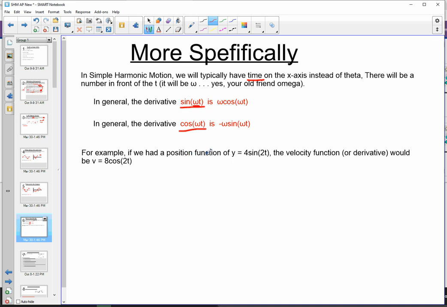So for example, if we had a position function of 4 sine 2t, when we take the derivative of that, of course, sine always flips to cosine. And whatever's in here pops out front and gets multiplied. So 4 times 2 will be 8. And then you always keep the argument at the end. The argument always comes back here, the 2t. So the derivative of y equals 4 sine 2t will be 8 cosine 2t.